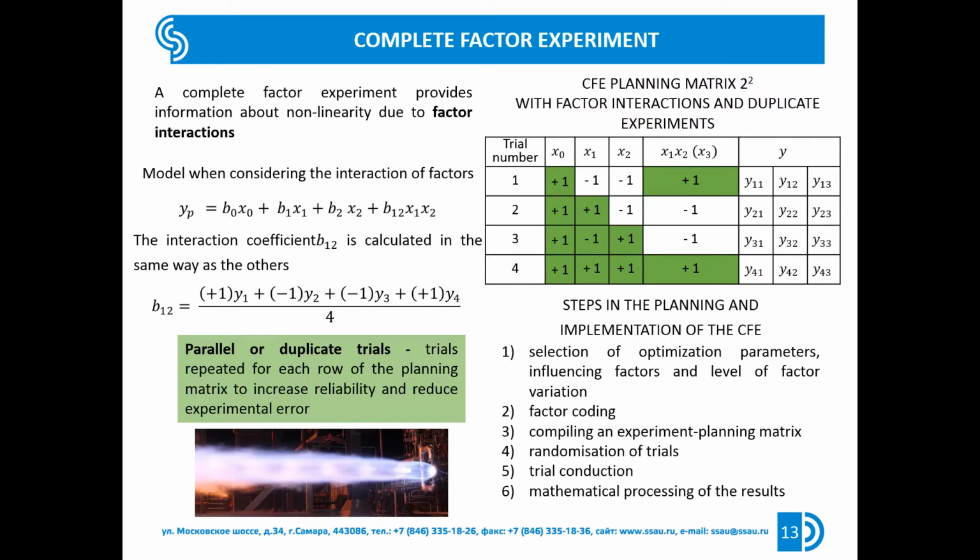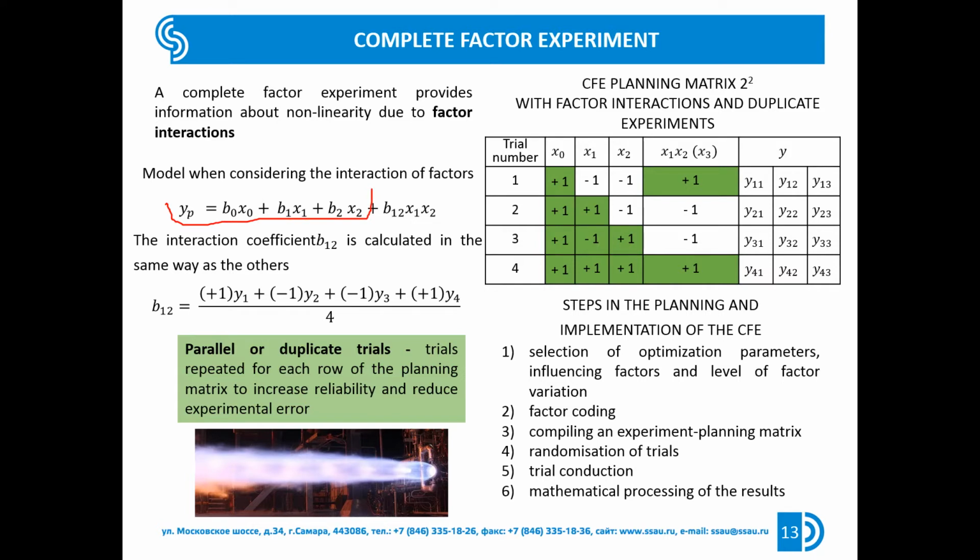To simplify the calculation of the coefficient, it is convenient to introduce a column vector of the dummy variable x0, which takes values +1 in all experiments, into the planning matrix. Then the linear model has the form, and all coefficients are calculated according to the above formula.